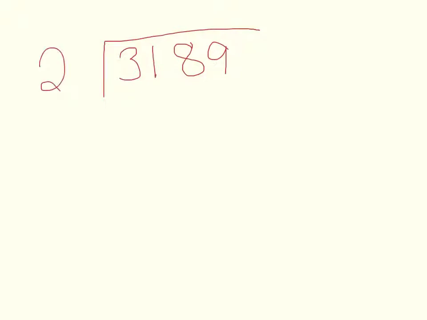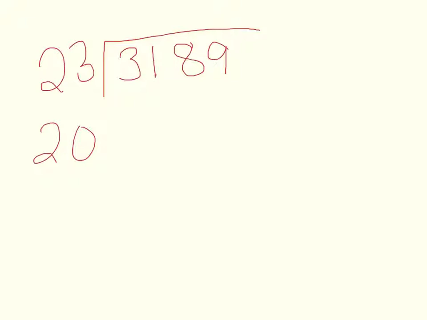Now, let's try another problem. Let's see, we're going to go with, draw our house, 3,189 divided by 23. Alright, Zaza, what are we going to estimate the 23 to? Oh, Zaza, that's too bad. The correct answer is 20. 23 is closer to 20. 20 is a good number to work with.